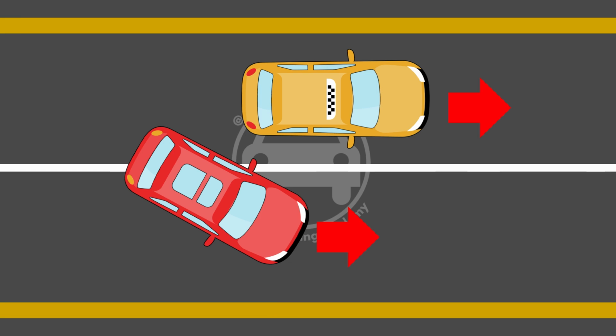Another rule would be to never cross a solid white line in order to overtake another vehicle. Now, a solid white line is going to mean that it's not safe to overtake, so you have to stay in your lane and not cross that line. Now, as you can see in the diagram, the red vehicle is going to cross a solid white line in order to overtake a yellow taxi.